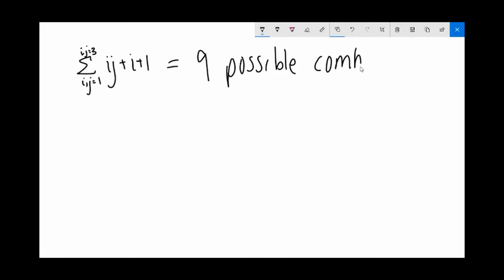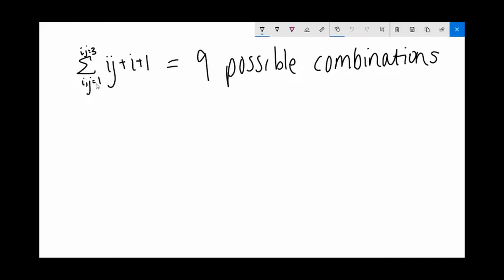So what you do is you run the equation for all of these 9 combinations and take the sum of all of them. So if you feel like you can do that just by yourself, go ahead and pause the video. If you need a bit of help, I'll run through it quickly now.